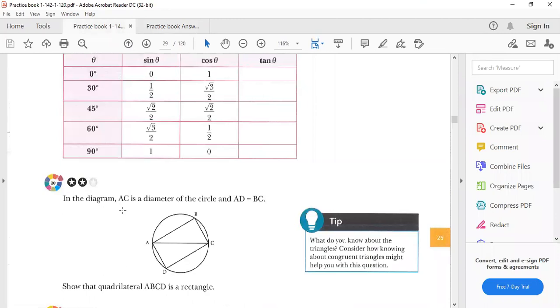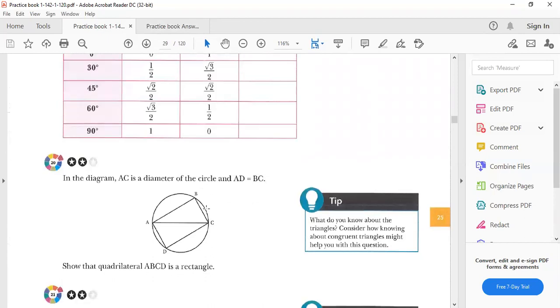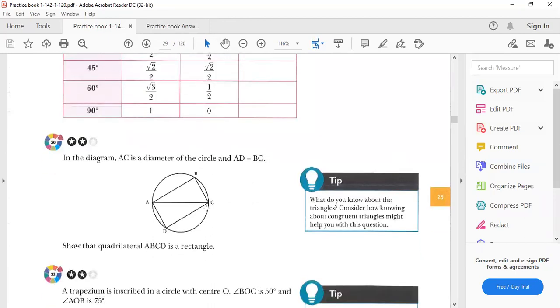Now here we have another example. In this diagram of a circle, AC is the diameter of the circle and AD is equal to BC. Show that the quadrilateral ABCD is a rectangle. So obviously it's a rectangle.